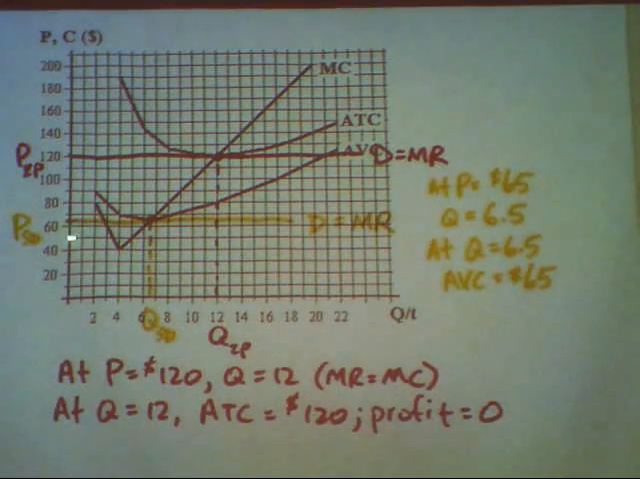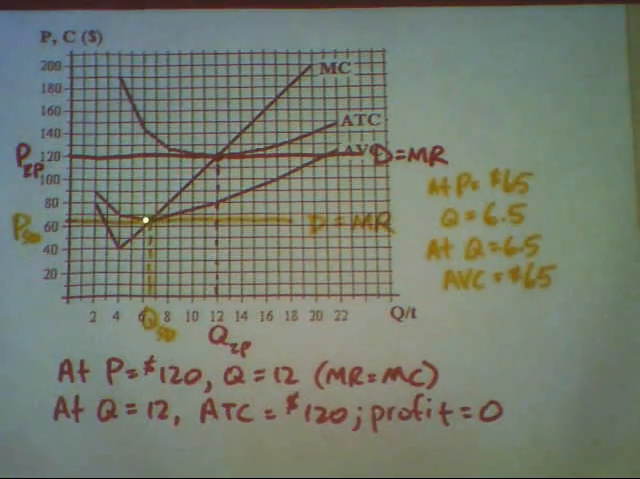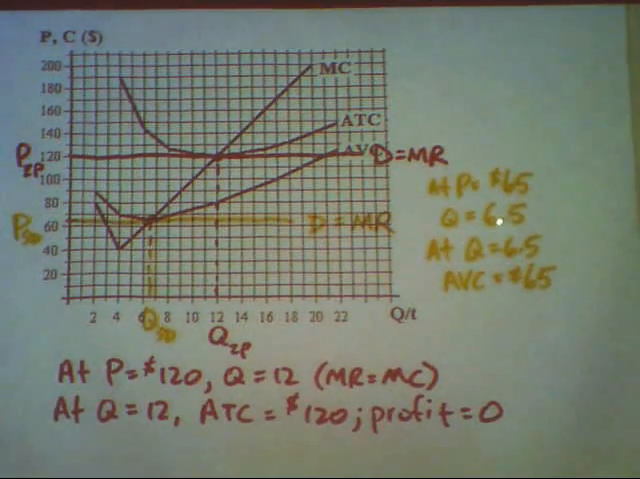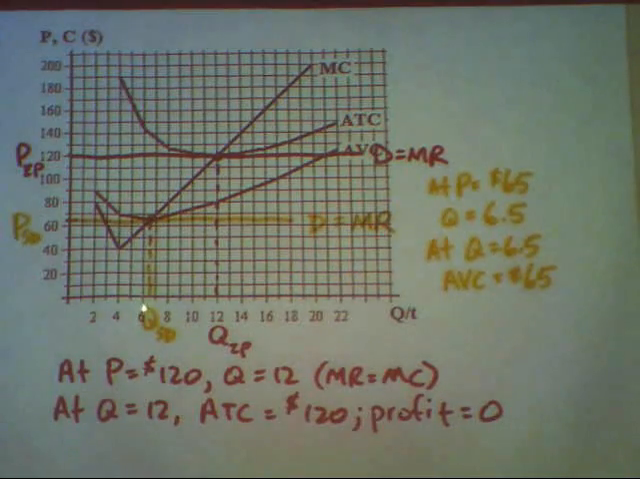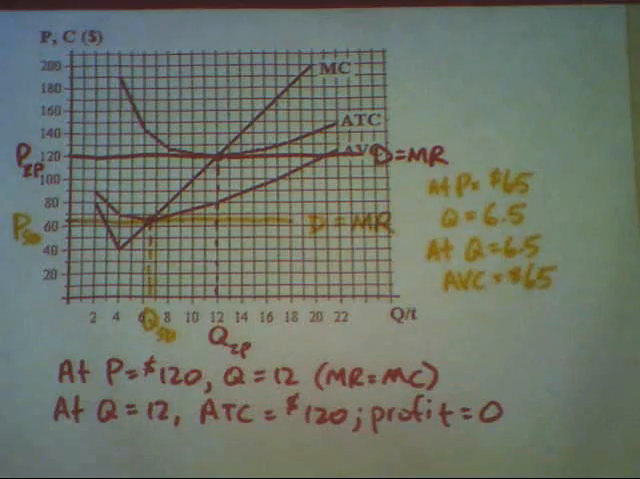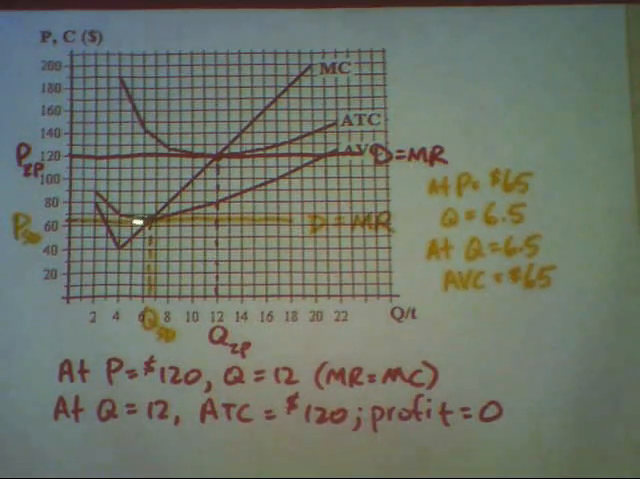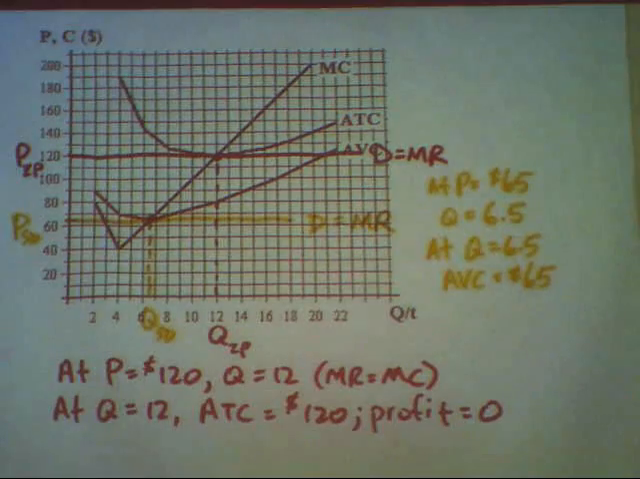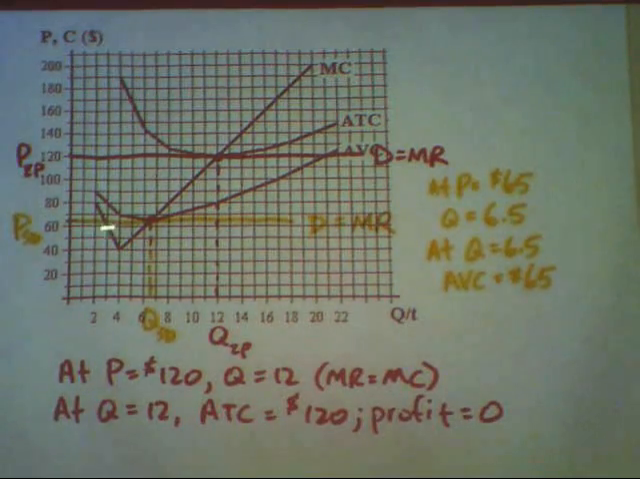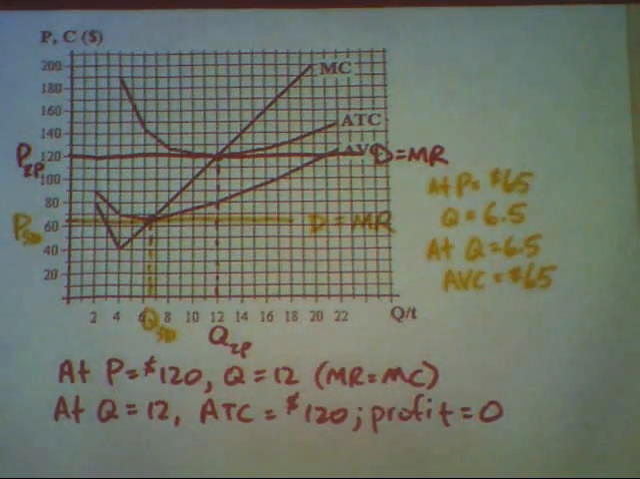So if the price is $65, which is where the average variable and the marginal cost curves cross, if $65 is the price, they would choose to produce where MR equals MC, which would be 6.5. MC, MR would cross right there at 6.5. The average variable cost of making 6.5 is about $65 too. And so the price would be just as big as the AVC. So for this firm, if the price is less than $65, they would shut down in the short run.